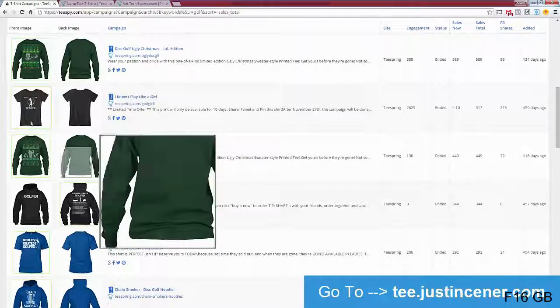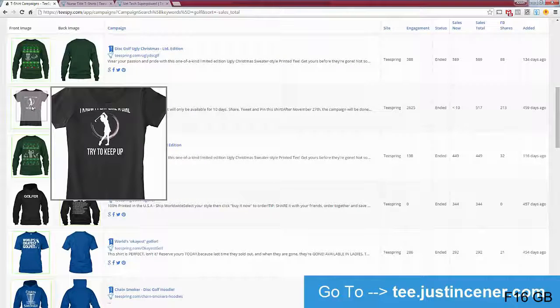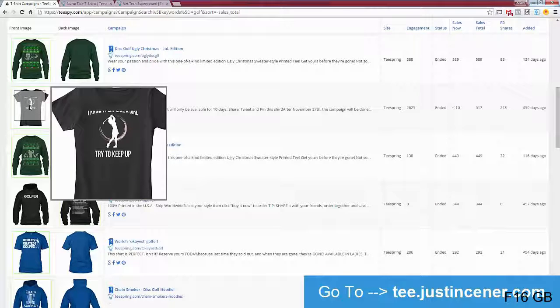Something's messed up with that one, but I've actually seen that before. I think it says, "I know I'm a girl, try to keep up," obviously targeted towards female golfers, and that's cool. But you could take this idea and make a shirt targeted towards female golfers, with some type of funny saying that girls can keep up and beat up on guys.